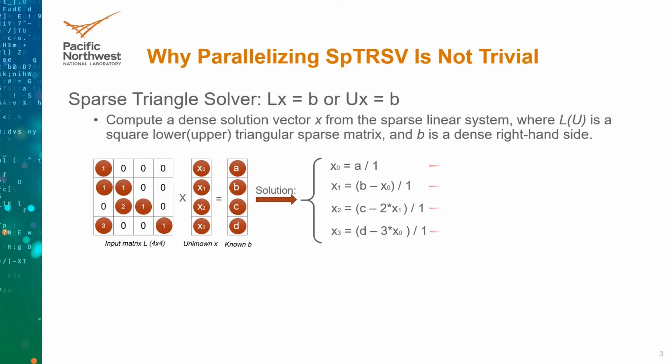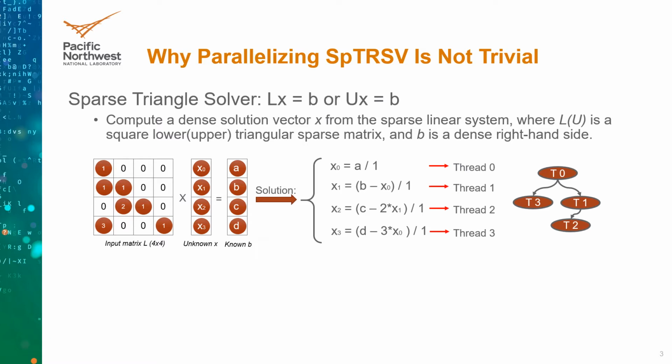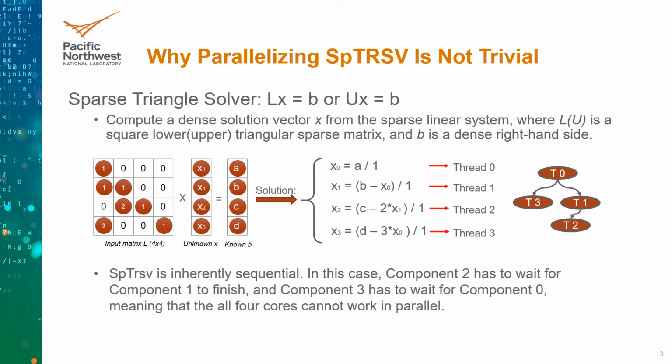As this picture shows, to solve the components, SpTRSV needs to satisfy the dependencies. As a result, SpTRSV is inherently sequential. For example, component 2 has to wait for component 1 to finish, and component 3 has to wait for component 0. Meaning that all 4 cores cannot work in parallel.